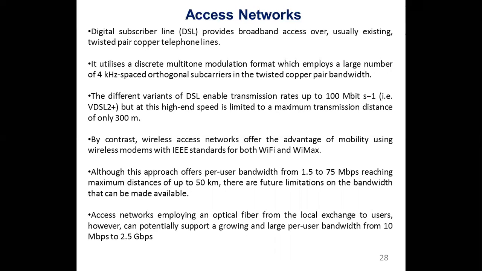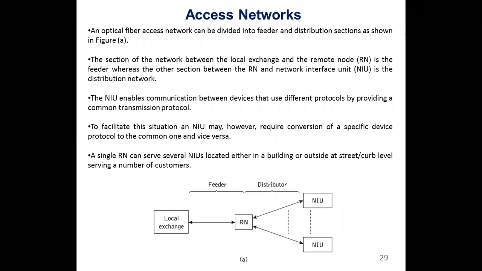Access networks employing fiber can potentially support large per-user bandwidth from 10 Mbps to 2.5 Gbps. This is an example of an optical fiber access network. This can be the feeder or distribution section. The section of the network between the local exchange and the remote node is the feeder, whereas the other section between the RN and the network interface unit is the distribution.